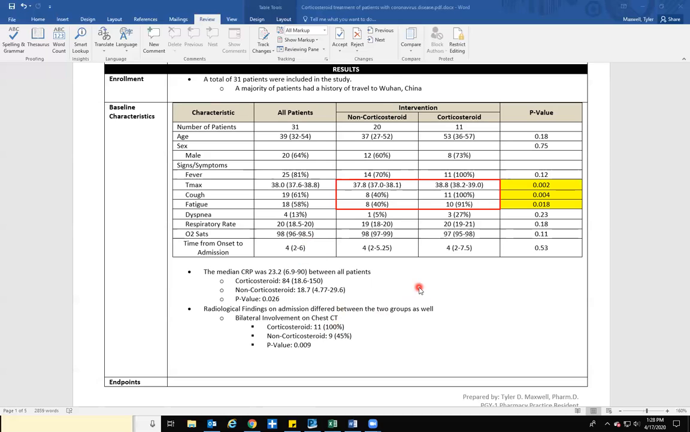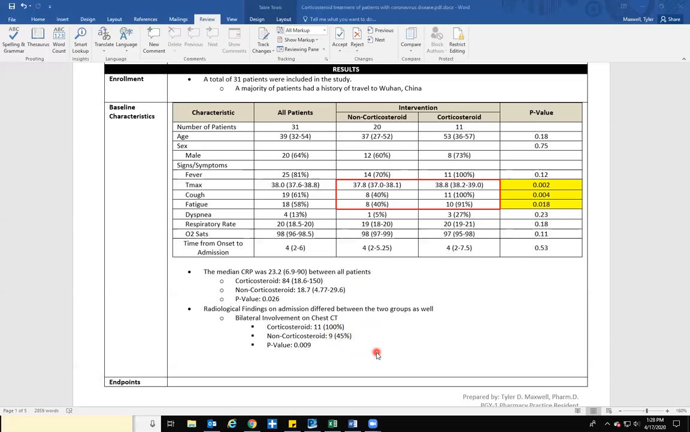I'd also like to point out a difference in CRP between the patients. The average was 23.2, but between corticosteroid and non-corticosteroid patients, our corticosteroid group had a CRP of about 84, and the non-corticosteroid had a CRP of about 18.7. Again, there was a difference between radiological findings on admission between the two groups. So when looking at bilateral involvement on a chest CT, 100% of the patients in the corticosteroid group versus 45% of the patients in the non-corticosteroid group did have that bilateral involvement.